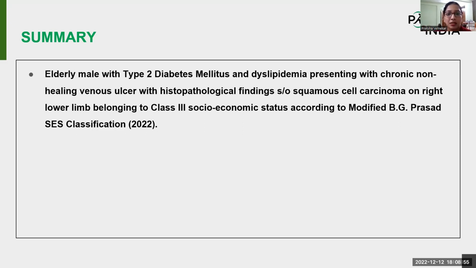So to summarize, the patient is an elderly male with type 2 diabetes mellitus and dyslipidemia, presenting with chronic non-healing venous ulcer, that is Marjolin's ulcer, with histopathological findings suggestive of squamous cell carcinoma on right lower limb belonging to class 3 socioeconomic status as per modified BG Prasad socioeconomic status classification updated for 2022.